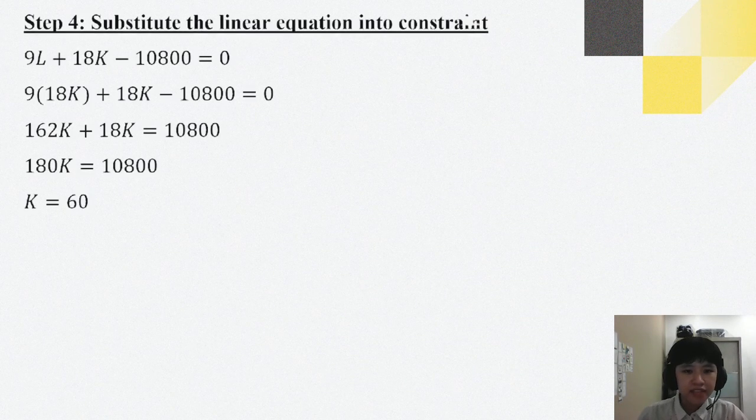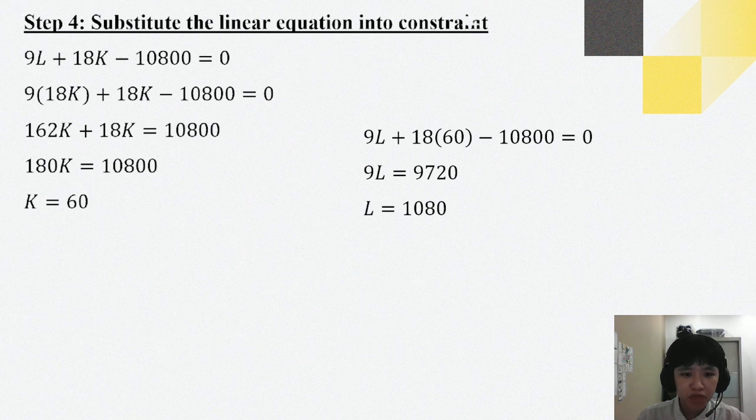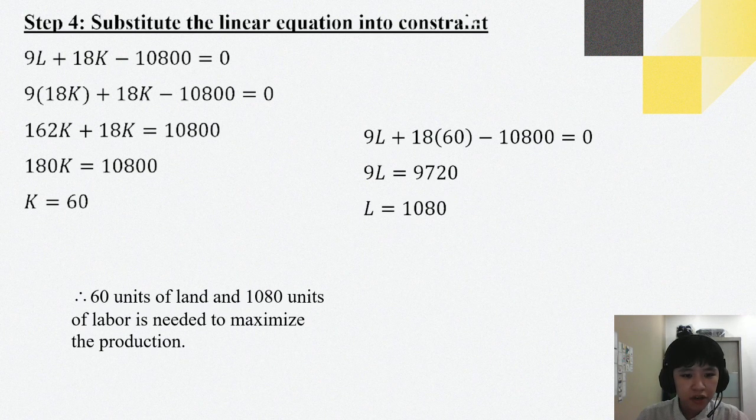The next step is to substitute the linear equation, which is the relationship between variables L and K that we obtained in the last step, into our budget constraint. This results in obtaining the units of land and units of labor that will maximize the production. Here, 60 units of land and 1,080 units of labor are needed to maximize the production.